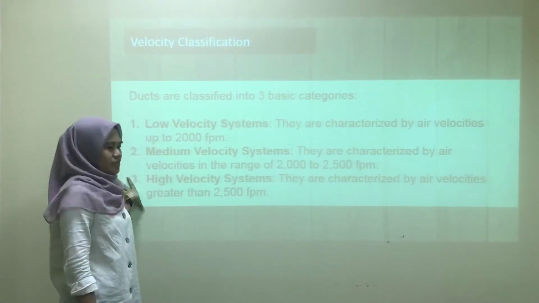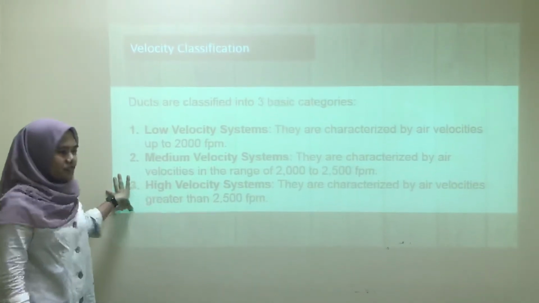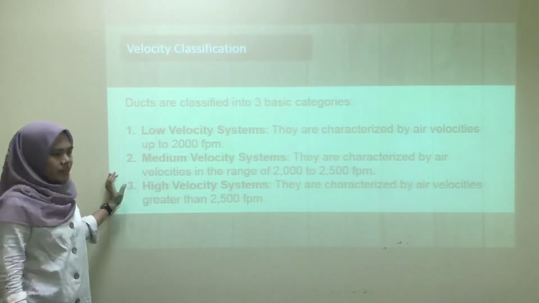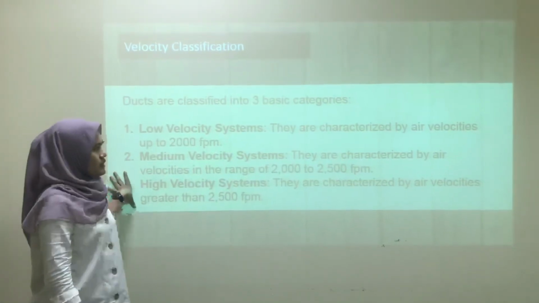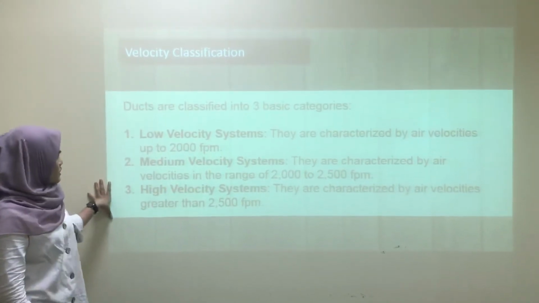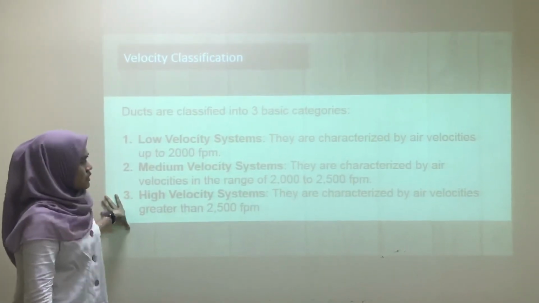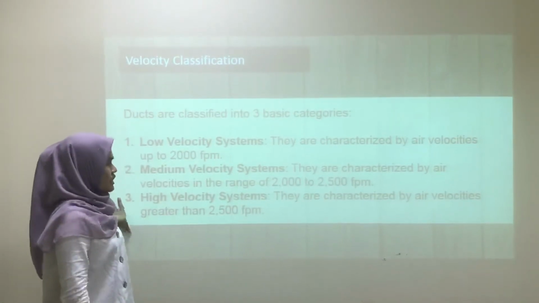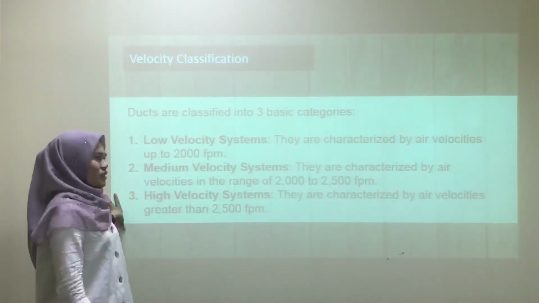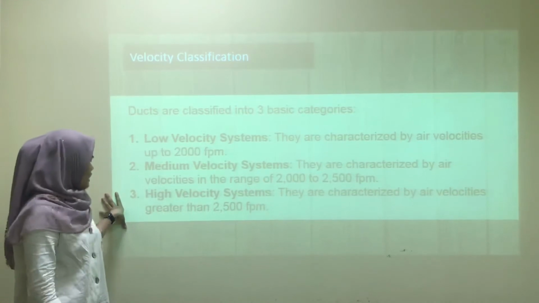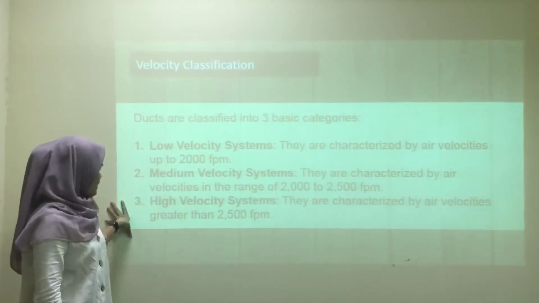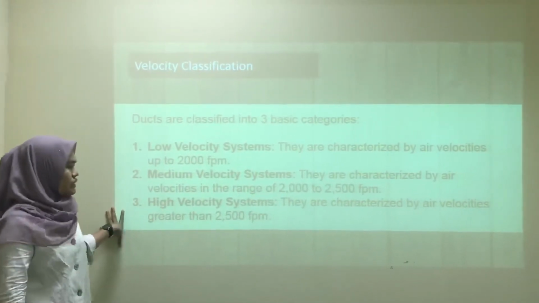For velocity classification, ducts are classified into 3 basic categories. First, low velocity systems, characterized by air velocities up to 2000 fpm. Second, medium velocity systems, characterized by air velocities in the range of 2000 to 2500 fpm. Third, high velocity systems, characterized by air velocities greater than 2500 fpm.